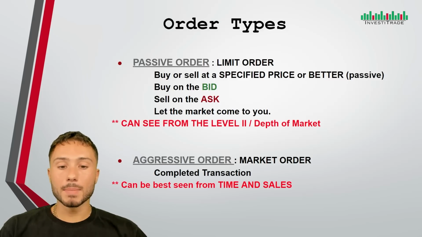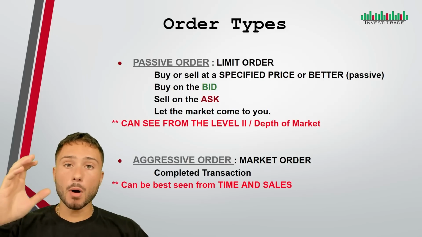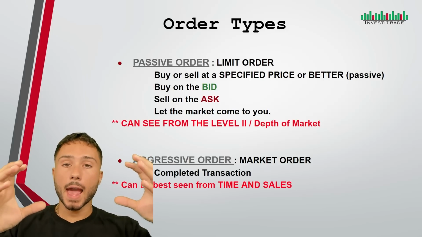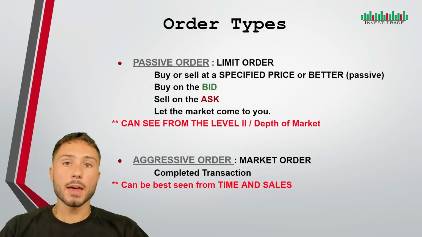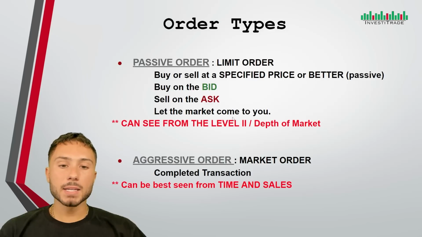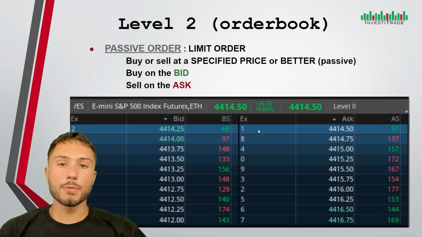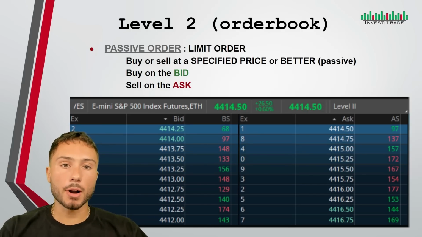And this also can be seen from a time and sales because this completes a transaction. We have a market order which hits a limit order. And when those two come together, we have a completed transaction, and a completed transaction will be seen from a time and sales. Now, going back to passive orders, these can only be seen from a level 2 or a depth of market. This is the order book, and this is the central, most important aspect to any market because this organizes the market via its order book or level 2.